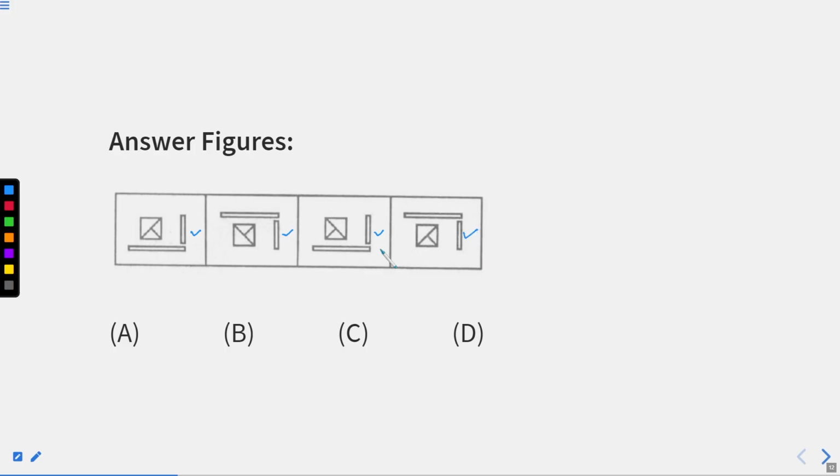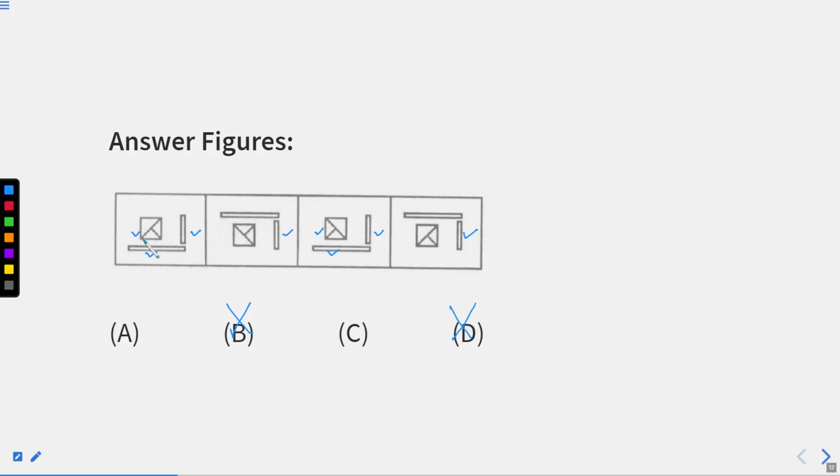All 4 options. Now we need the bigger rectangle horizontal in nature in downward direction. So this option is eliminated. Again, this option is eliminated, right? Now we are left with two options. This is right, this is right. The square position is right, the square position is right.